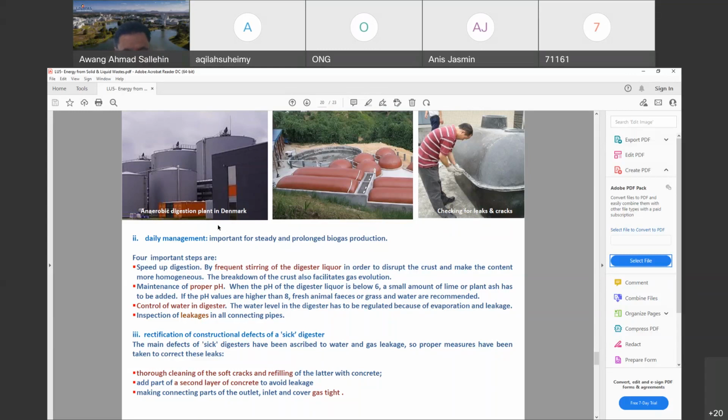Normally a digester that is not performing well has something to do with the water as well as gas leakage. So the plant for anaerobic digestion will undergo thorough cleaning of the cracks, sorry, filling, to ensure that there is no water and gas leaking, and then a second layer of concrete is added to avoid further leakage, and all the connecting parts are checked to make sure they are gas tight and not causing any gas leakages.